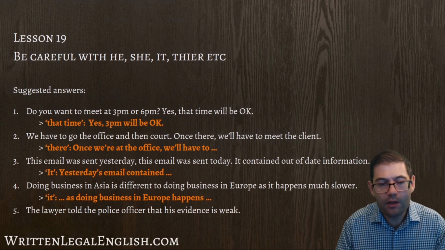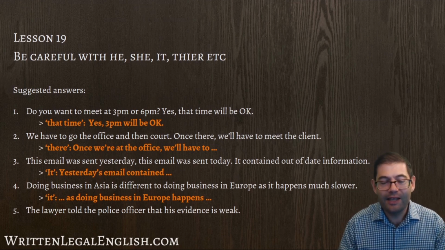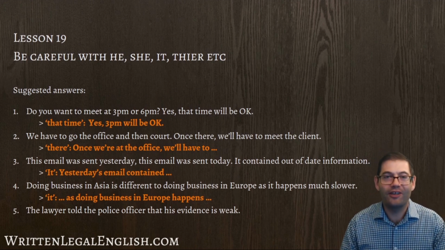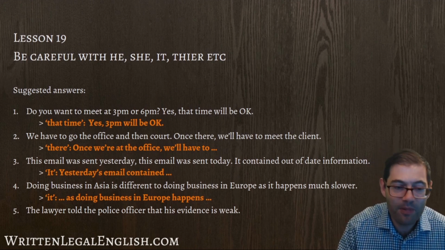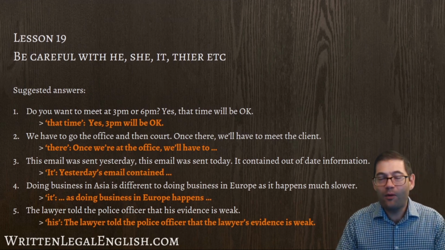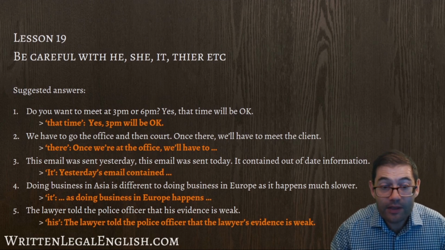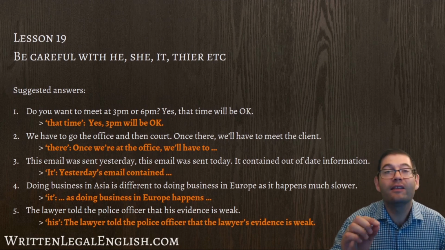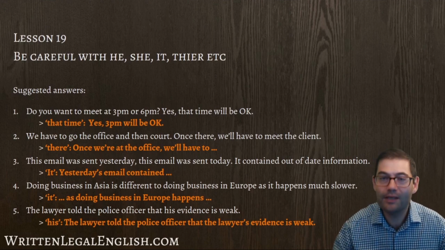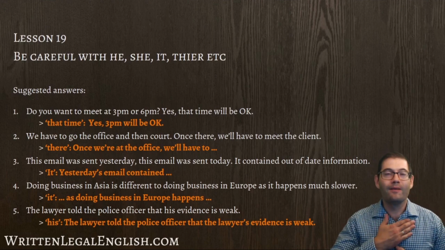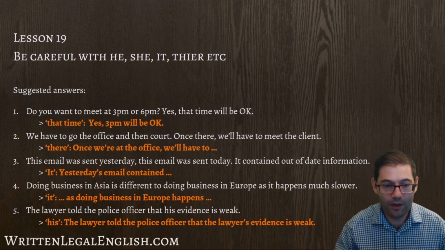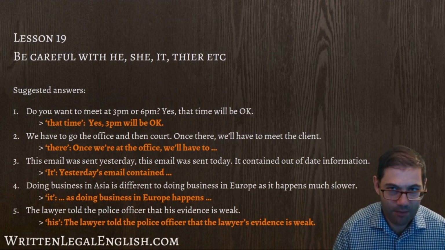Number 5, the lawyer told the police officer that his evidence is weak. Tricky. Which one? What's the problem word here? It's going to be his. How would you correct this? The lawyer told the police officer that the lawyer's evidence is weak. So in this case, it's the lawyer saying to the police officer, my evidence is weak. I don't have great evidence. So it's as if the lawyer is admitting the problem.